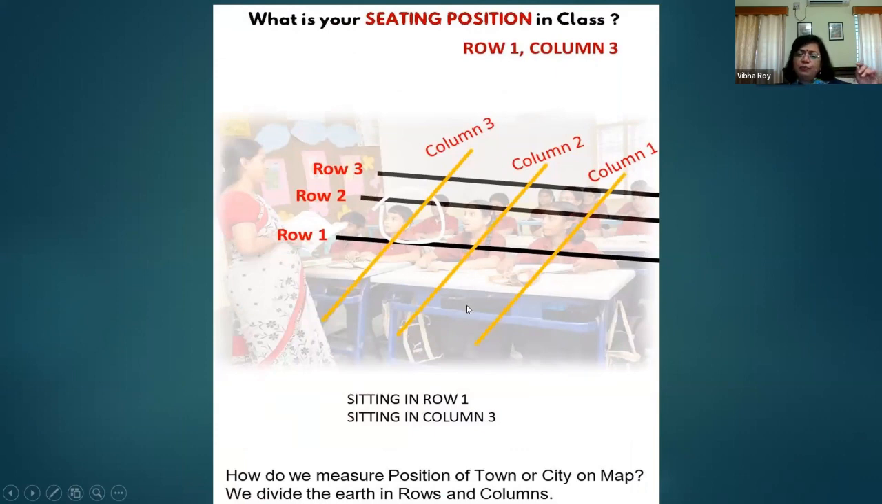So how do we measure the position of a town or city on a map? Same way, in a map, you will have rows and columns. These rows and columns, or these lines, are latitude and longitude. A very, very simple way of introducing latitude and longitude in class.